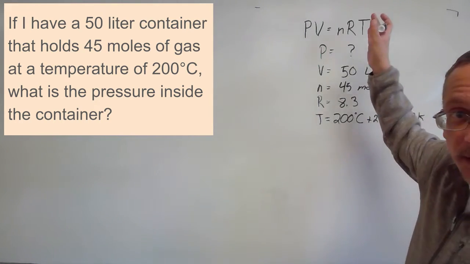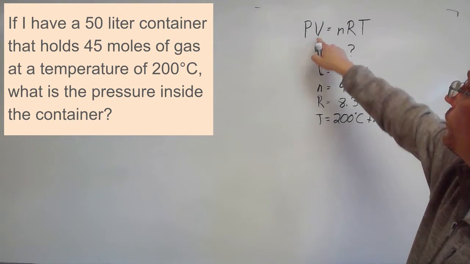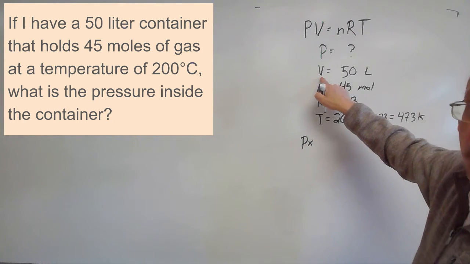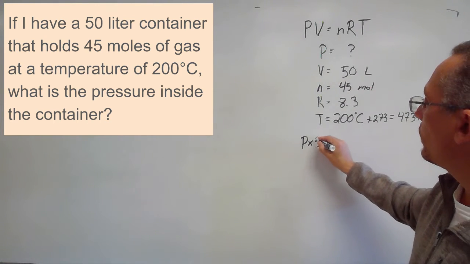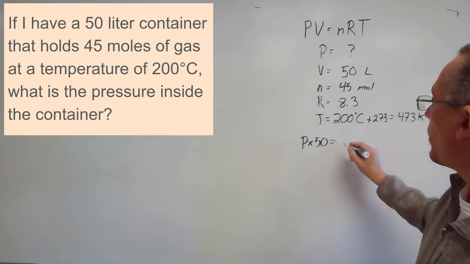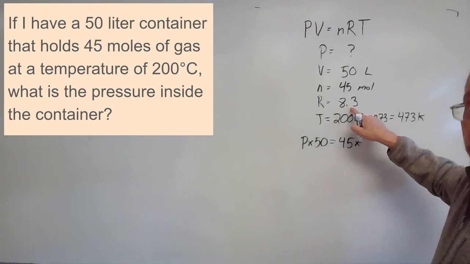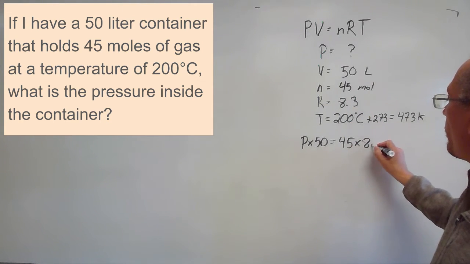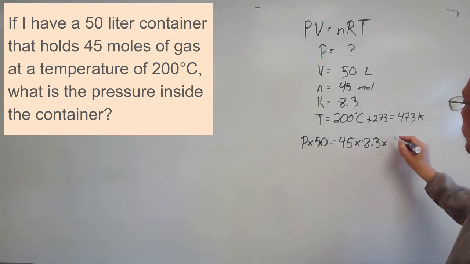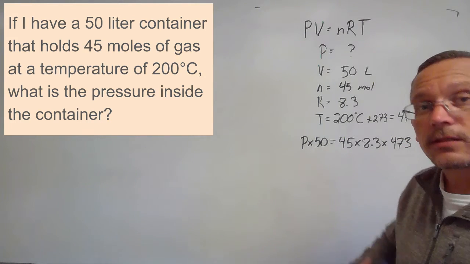Let's put these numbers into the ideal gas law and we'll work out what the answer is here. So pressure times volume. Pressure, I don't know, so I'm just going to write P. And the volume was 50 equals N, which is 45, times R, which is 8.3, times T, which we said 473. Okay. Now we're going to simplify this and then we'll solve it.